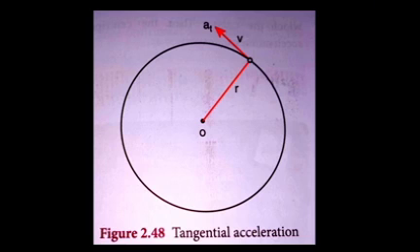Students, see this diagram and you may understand the tangential acceleration. Here r represents the radius of the circle, v represents the linear velocity, and at represents the tangential acceleration, since the object can move in any direction.